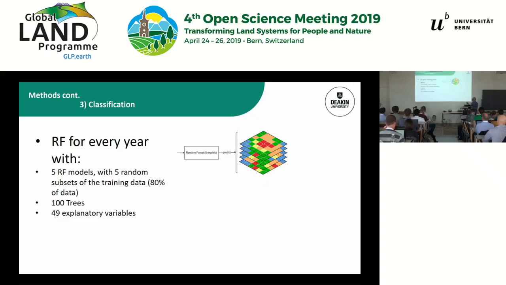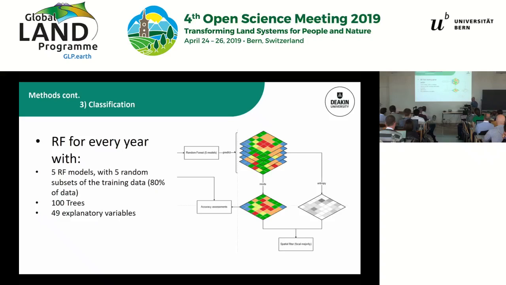This is, let's say, for 1985. We produced at the end 7 land cover maps from 1985 to 2015 at a 5-year time step. So in the case of 1985, we had these 5 different outputs, and we calculated the mode as the most likely layer, the most likely land cover class for every pixel, and we also calculated the entropy as a way to assess the uncertainty and the confidence of our estimations.